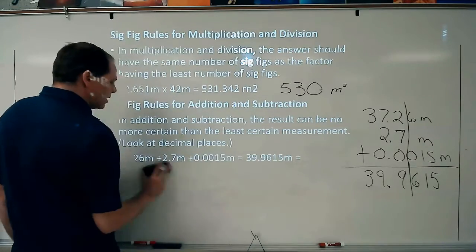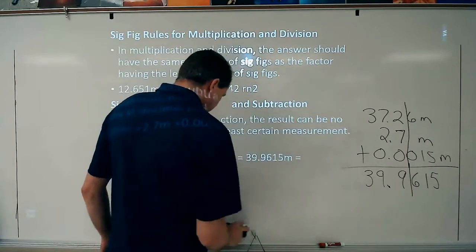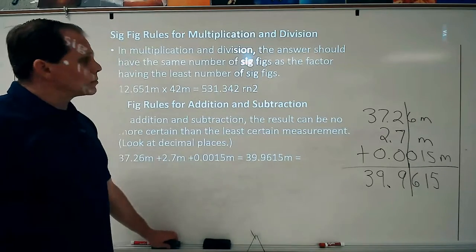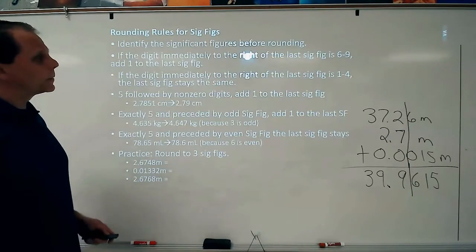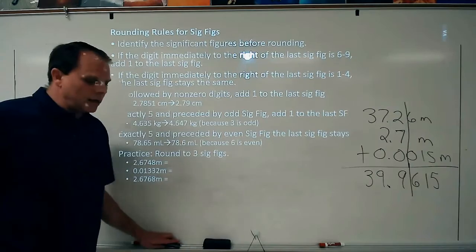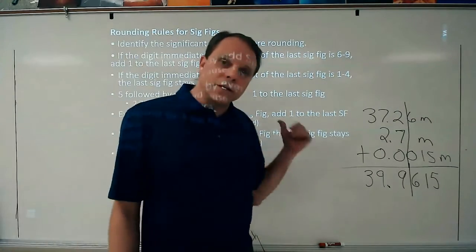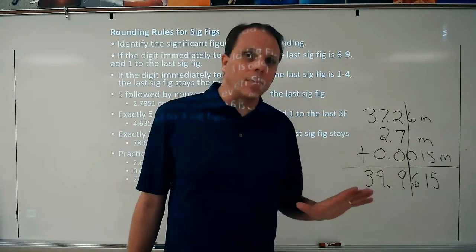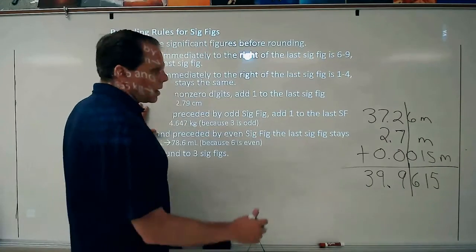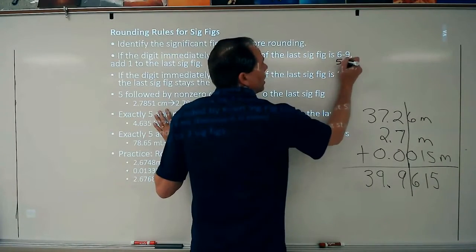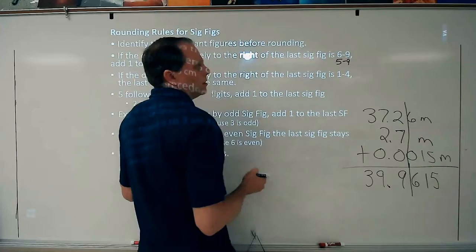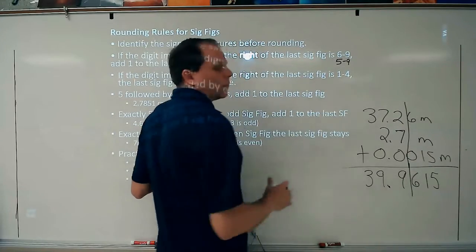Now, I'm going to tell you these rules for rounding, but these rules are going to be more complex than what you actually have to apply. What you actually have to apply is going to be easy. If it's between 5 and 9, you add 1. If it's between 1 and 4, leave it the same.